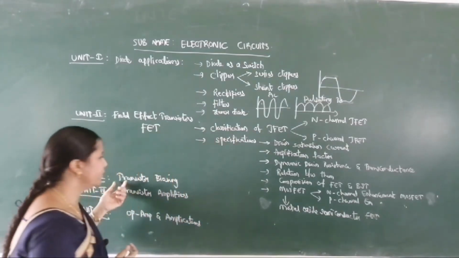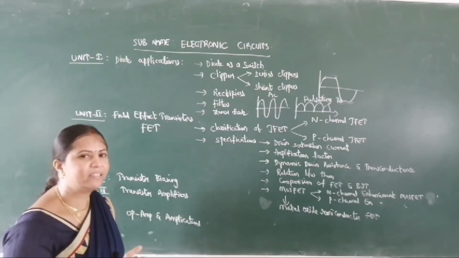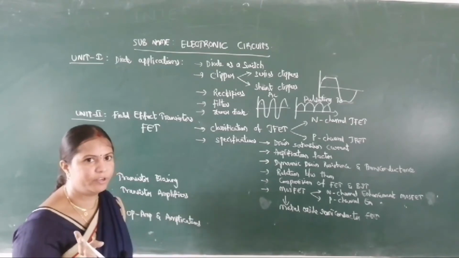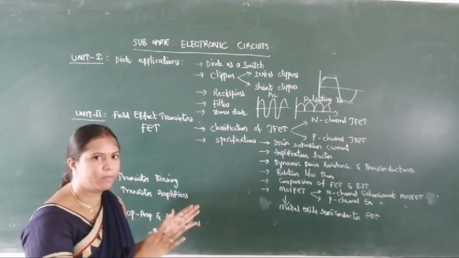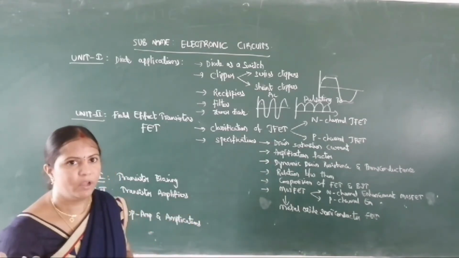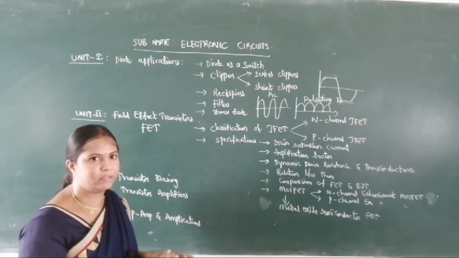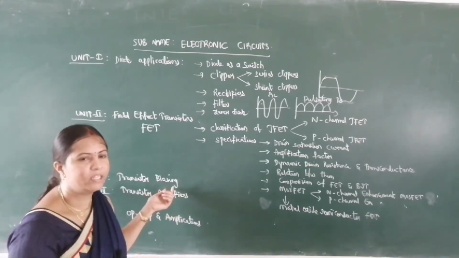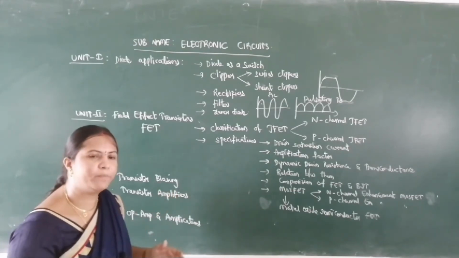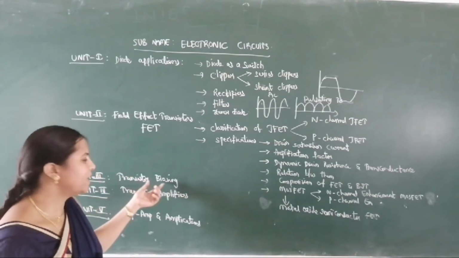And coming to the third unit, transistor biasing. Actually, what is the meaning of biasing? If you take a circuit, it has input and output. You give the input at the input circuit and take the output at the output circuit. In transistor biasing, always the input is connected in forward bias and the output is connected in reverse bias. That is nothing but transistor biasing.